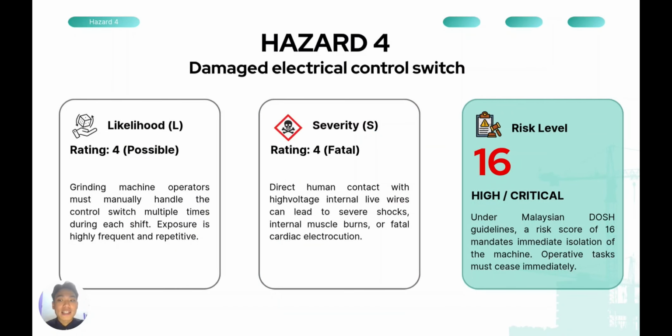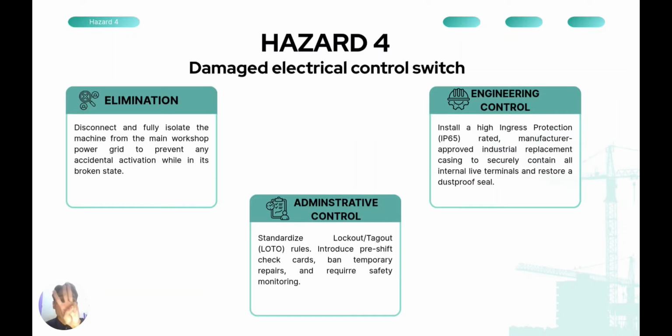Because operators frequently handle this switch, the likelihood is rated as a 4. Direct contact with this switch carries a fatal severity due to the risk of electrocution. This results in a critical risk score of 16, requiring an immediate operational halt under the DOSH guideline. To address this risk, we propose 3 controls.